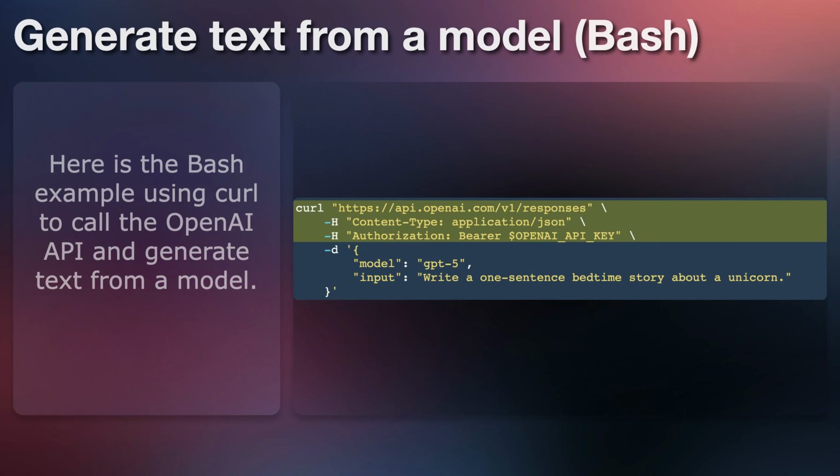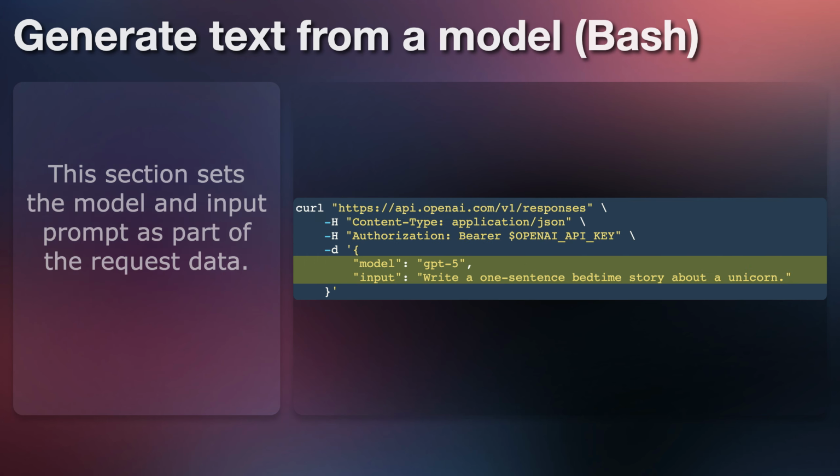Here is the bash example using curl to call the OpenAI API and generate text from a model. This section sets the model and input prompt as part of the request data.